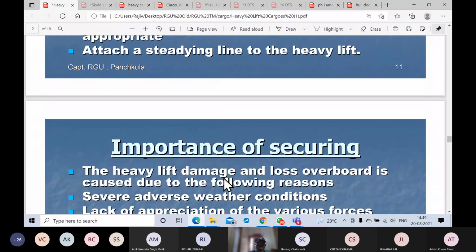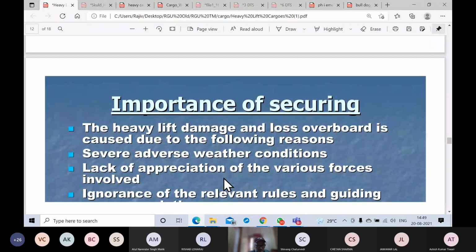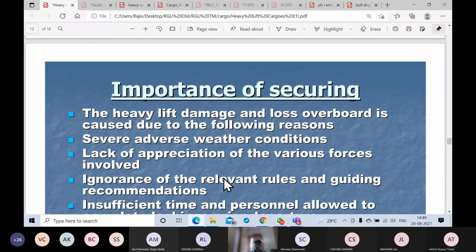Securing. The cargo can be lost overboard, definitely if you are loading on deck, because of weather conditions and various forces involved, including accelerating forces because of the movement of the vessel. You can have an accident, you can have a heavy lift damage or loss overboard. This is why it has to be secured properly.